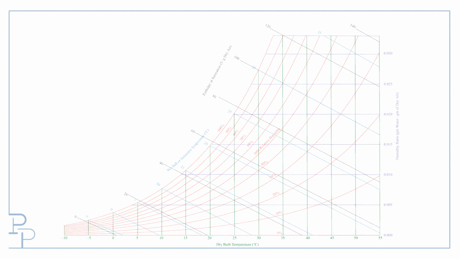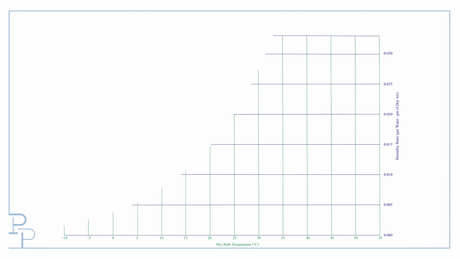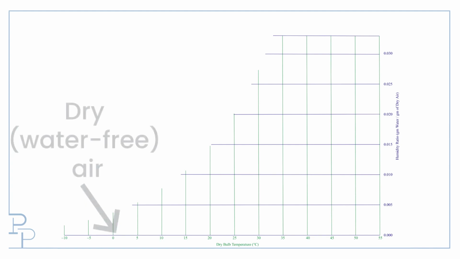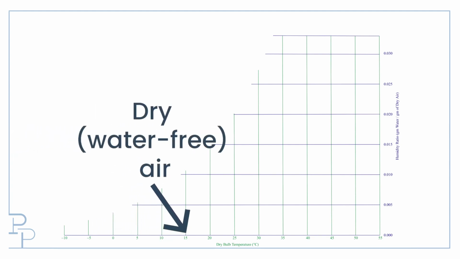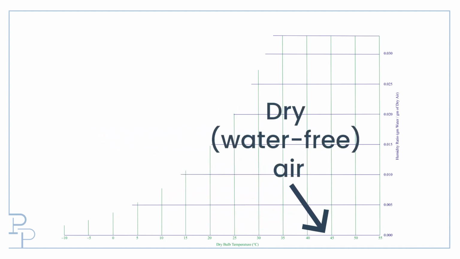On the x-axis, we have dry bulb temperature. This is simply regular temperature the way you have always understood it. Nothing special here. On the y-axis, we have absolute humidity. That is, how many grams of water does each kilogram of dry air contain? Totally dry air lies along this line, the x-axis of 0 grams water per kilogram of dry air.